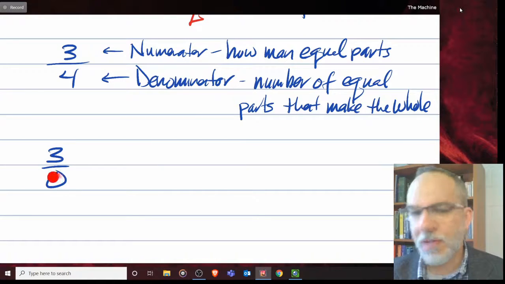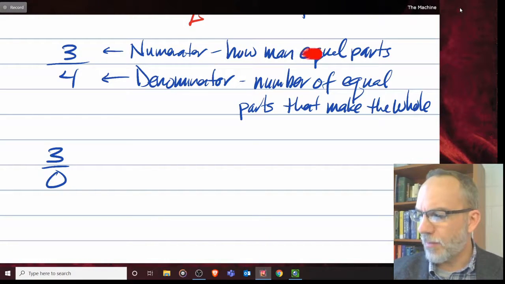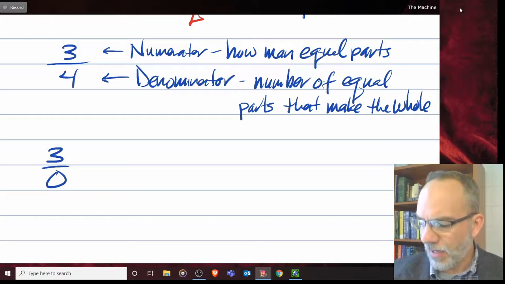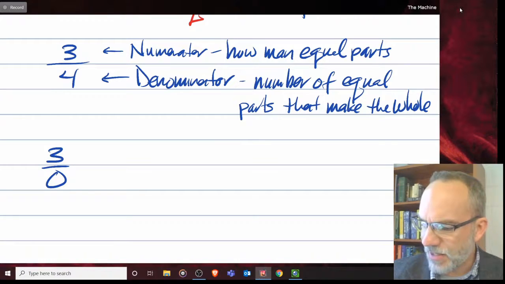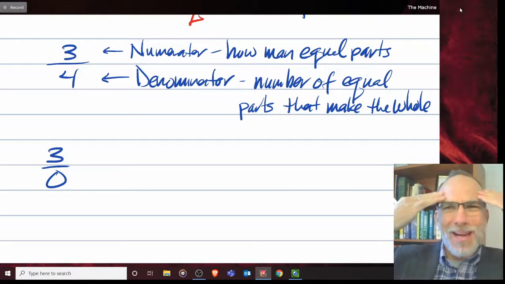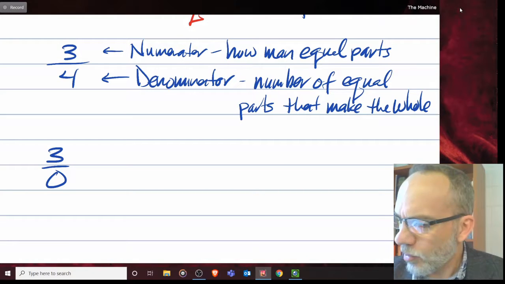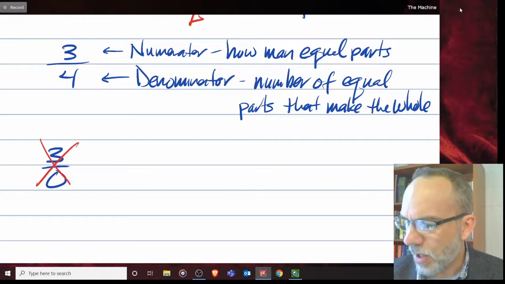So how many parts make the whole in this one? 0 parts make the whole. But the numerator is how many parts you have. How is it possible? How does it make any sense to have no parts make up the whole, but yet you have 3 of them? Like that doesn't make any sense at all. That's absurd. Okay, so division by 0, a 0 in the denominator of a fraction is not allowed.